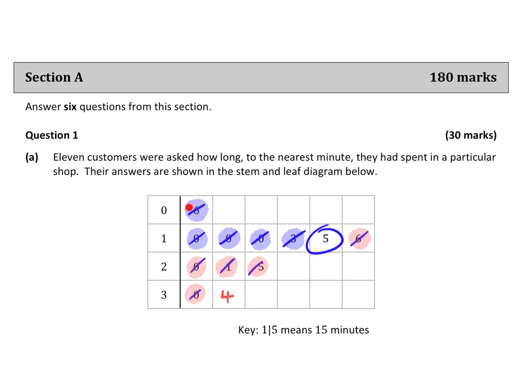So you can see this customer here stayed for 6 minutes, this customer here stayed for 10 minutes, this customer here stayed for 10 minutes, this customer here stayed for 13 minutes because you've got a 1 and a 3. This person here stayed for 21 because you've got 2 and 1. This person here stayed for 25, and this person here stayed for 30.